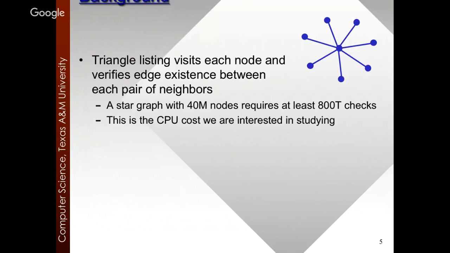So the background: triangle listing, if implemented naively, goes to each node and verifies the edge existence between each pair of neighbors. So for a simple example, using a star graph, if the star graph has 40 million nodes, that's going to lead to at least 800 trillion verifications of the edges. So that's the amount of CPU cost that we are interested in studying.